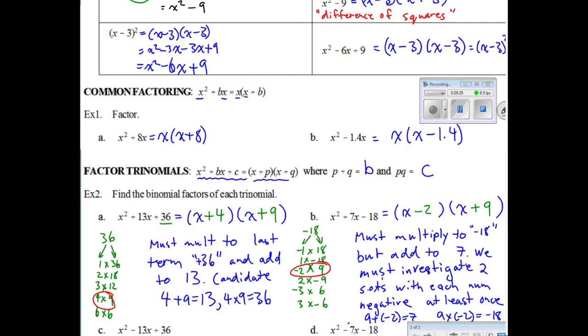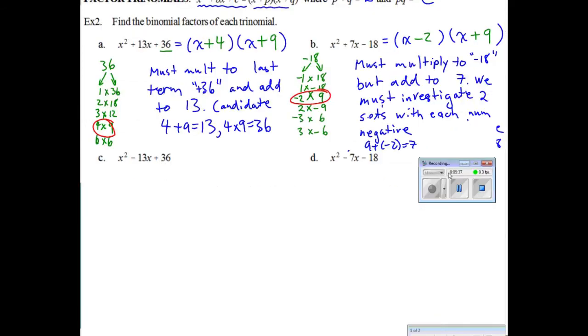Okay. So now, let's pause a minute. For this next question, you have x squared minus 13x plus 36. So that's what we got. We have a very similar problem here, right?